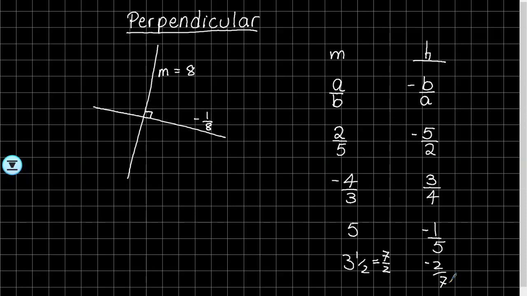Have a look at these. What happens if you multiply these two together? What answer do you get? You don't get 0, not 1. You get negative 1. What if I multiplied these two together? So when you multiply a slope with its perpendicular slope, you get negative 1.